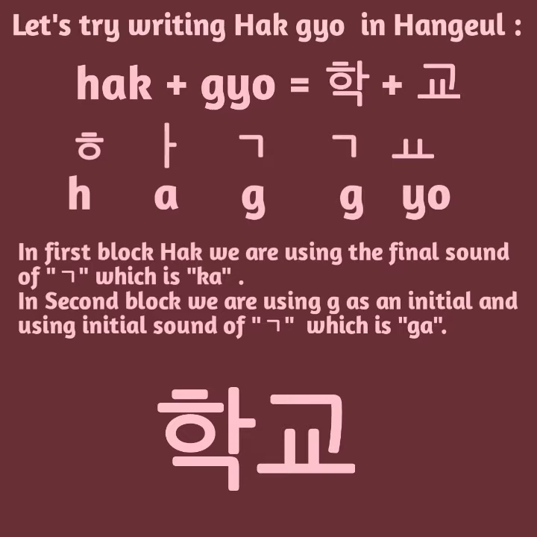And this is an example of the syllable which has only initial and medial. Like in Kyo, there is only initial, which is Kiyok, and medial, which is Yo, which is a vowel. So this is an example of the syllable with only initial and medial. So Hak and Kyo combine to form Hakyo. In the first block Hak, we are using the final sound of K. In the second block, we are using G as an initial, using the initial sound of K, which is Ga. Here you can see the difference of initial and final sounds. So this is how we write Hakyo.